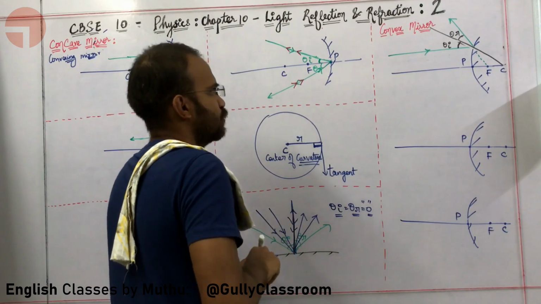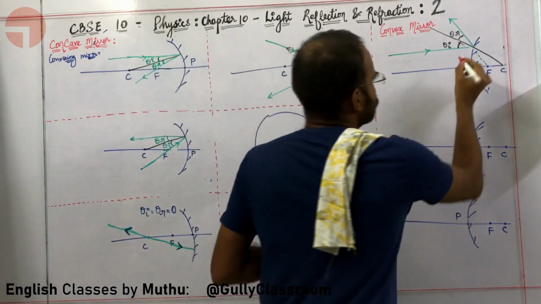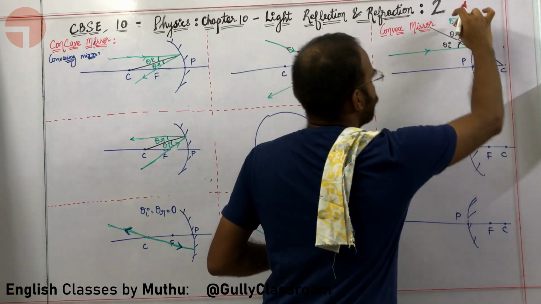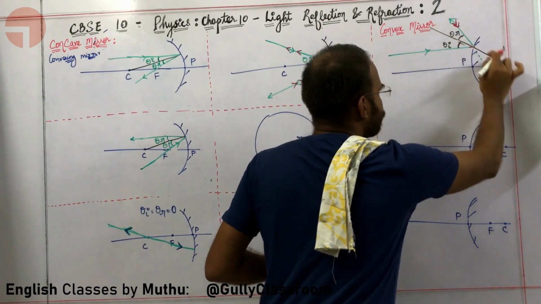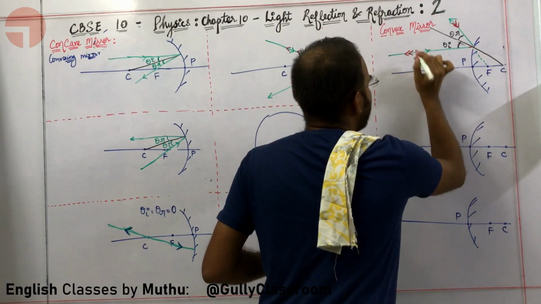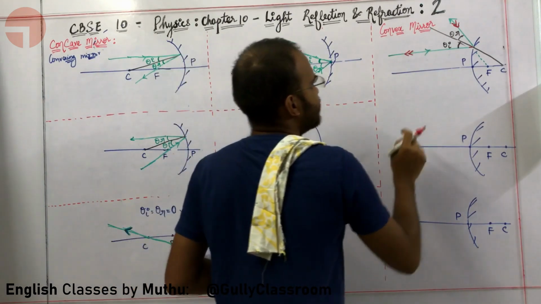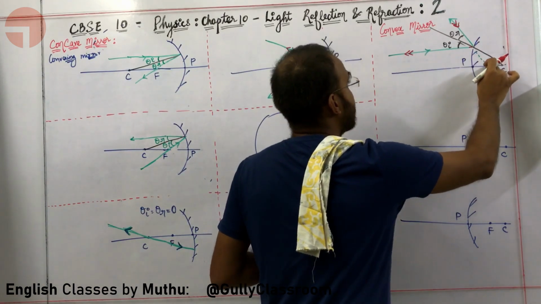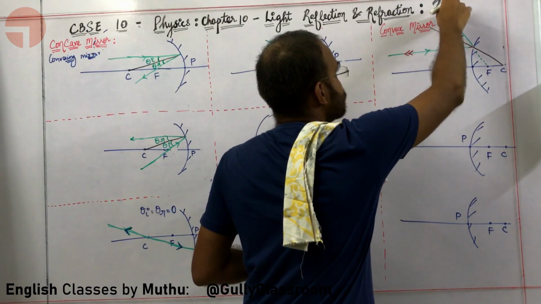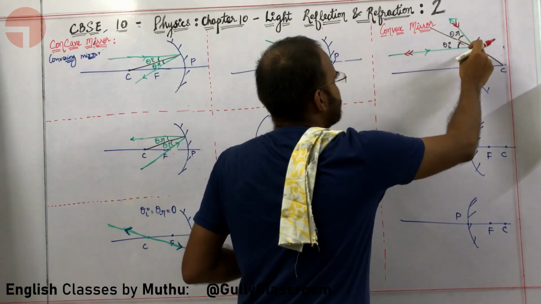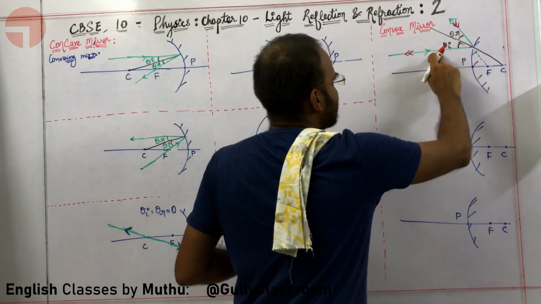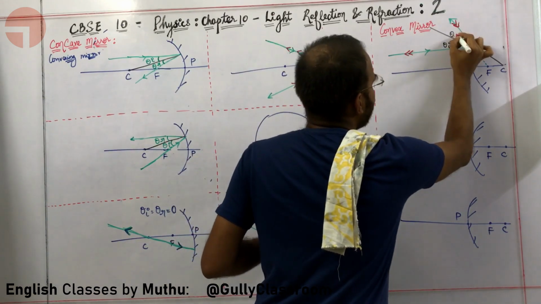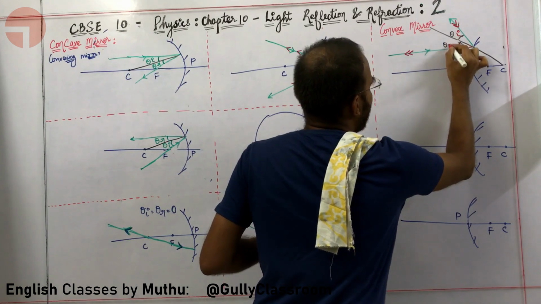Sir, now let me ask you a question. Absolutely, if the light is coming towards the focus, what will happen? It will become parallel to the principal axis. If the light is going through the focus, it will be reflected in such a way that it passes like this, parallel to the principal axis. In that particular condition, this will become my angle of incidence, and this will become my angle of reflection.